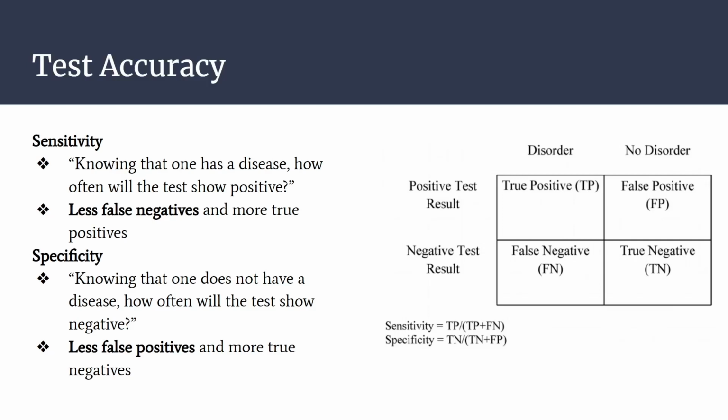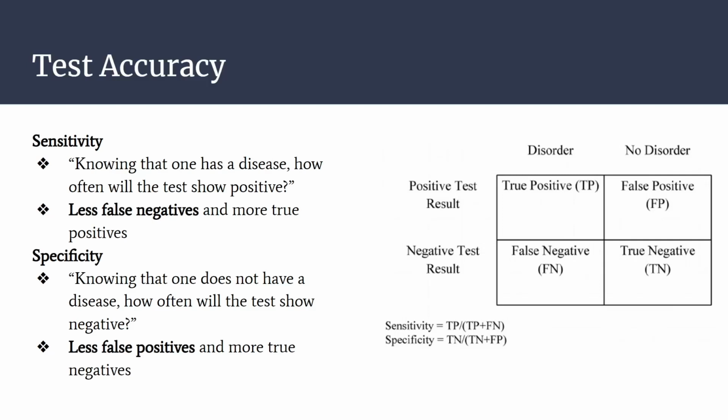We already learned about sensitivity, but there's also its counterpart, specificity. It asks, knowing that one does not have a disease, how often will the test show negative? Having a test be both sensitive and specific would be the best, but these two terms are counterparts of sorts, and making a test more sensitive will often make it less specific.